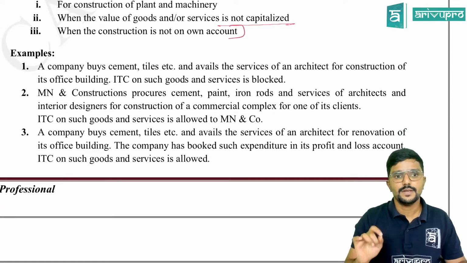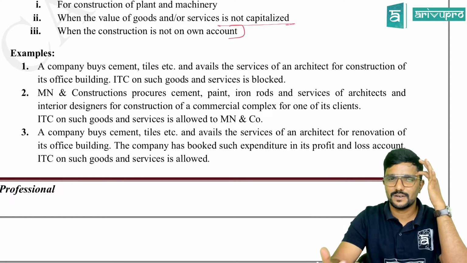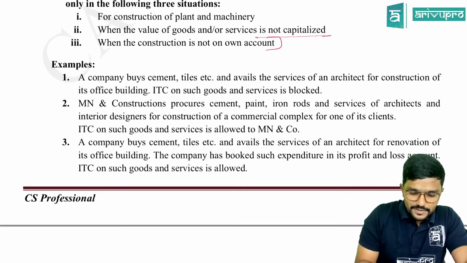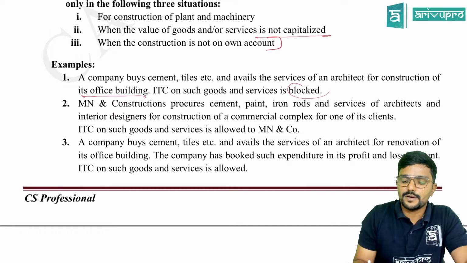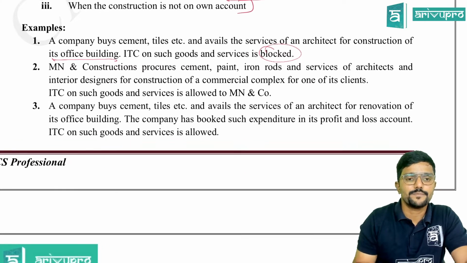Examples. A company buys cement, tiles, etc., which are raw materials for construction, and avails the services of an architect for construction of its office building. Means own account. Yes, sir. ITC on such goods or services is blocked because they are constructing the building for themselves. Okay.